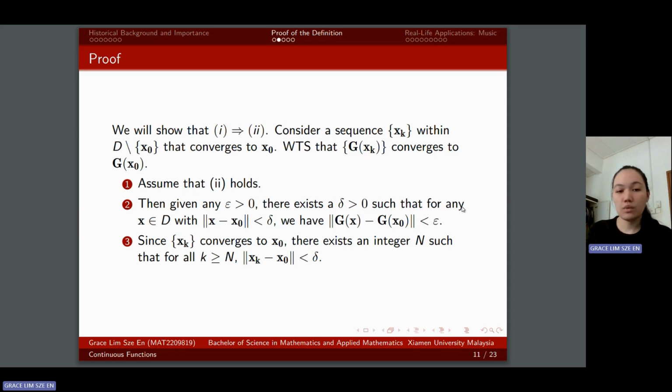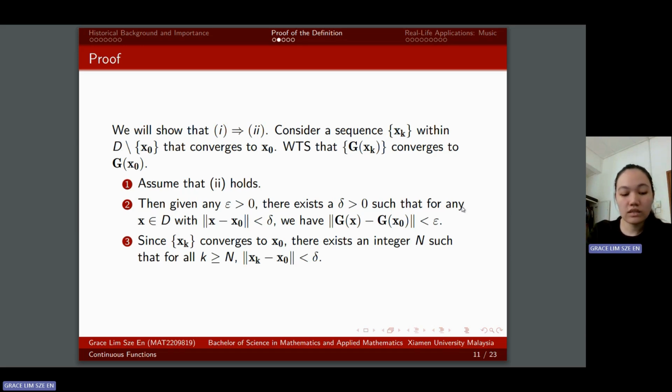So to start off, we want to assume that the second statement holds. And then it gives rise to point number 2, which says that given any epsilon bigger than 0, there exists a delta bigger than 0, such that for any x in D with the norm of x minus x0 less than delta, we have the norm of g(x) minus g(x0) less than epsilon.